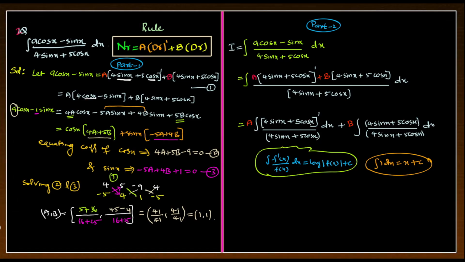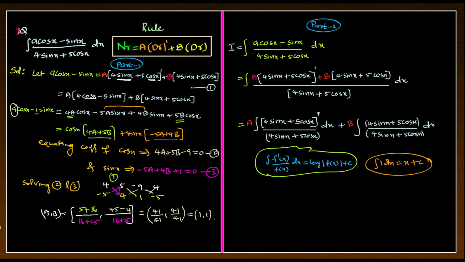A and b constants we have to write outside of the integration. Now integrate both the terms separately with respect to x. So a outside, (4 cos x minus 5 sin x) dash by the denominator, 4 sin x plus 5 cos x, dx. B constant outside, 4 sin x plus 5 cos x divided by 4 sin x plus 5 cos x, dx. So what is the difference between these two terms? In the first term dash is there. So this is exactly in the form of f dash x by f of x.